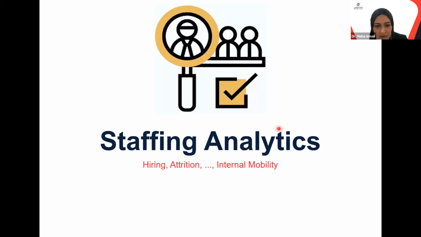Can you please highlight the names of companies who employ this in the UAE? Do you think Emirates Airline employs these techniques?